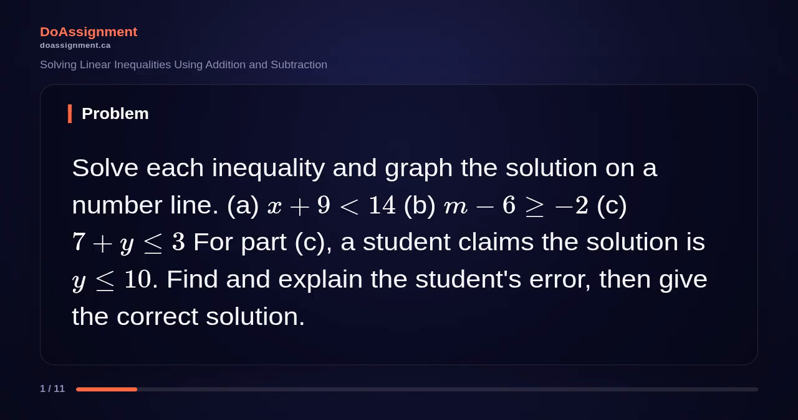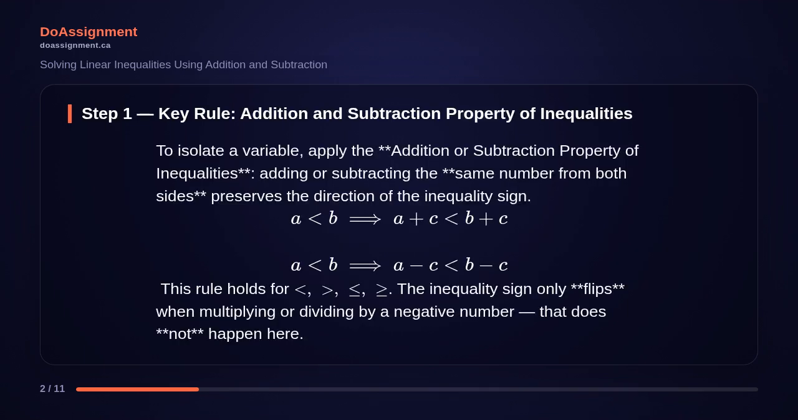Now, let us work through the solution step by step. The key rule for today is the addition and subtraction property of inequalities. As long as we add or subtract the same number on both sides, the inequality sign stays pointing in the same direction. The sign only flips when we multiply or divide by a negative number, which will not happen in these problems.